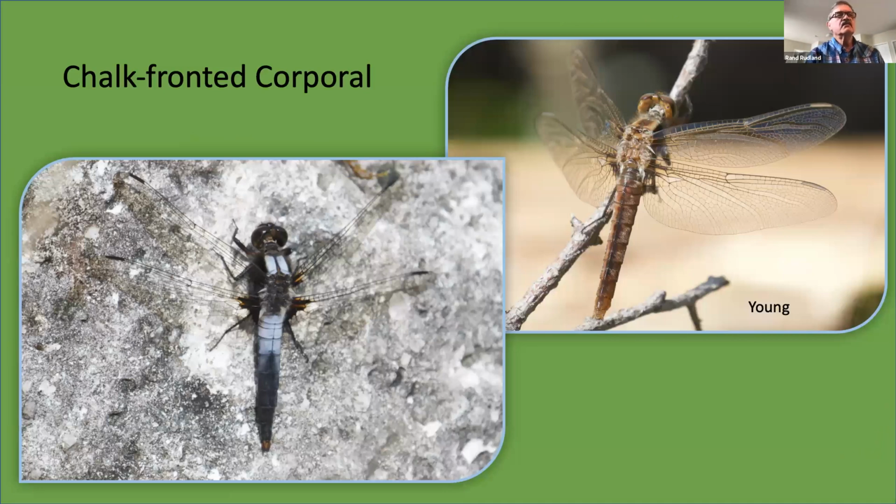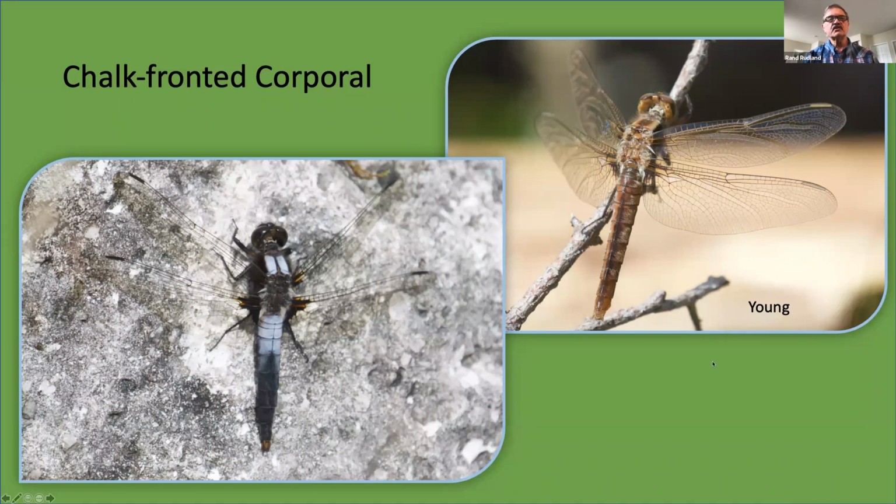So the other species that we see that has a fair amount of pruinosity or blue fading as they age is the chalk-fronted corporal. This species is out now as well. You can see clearly the right-hand young specimen has no major coloration to it yet, but it will, and over time it will change, over weeks probably.